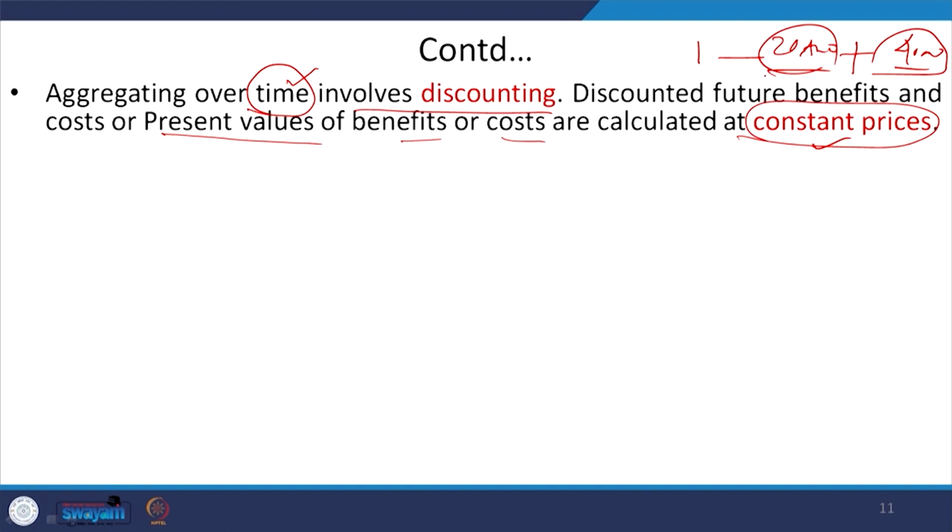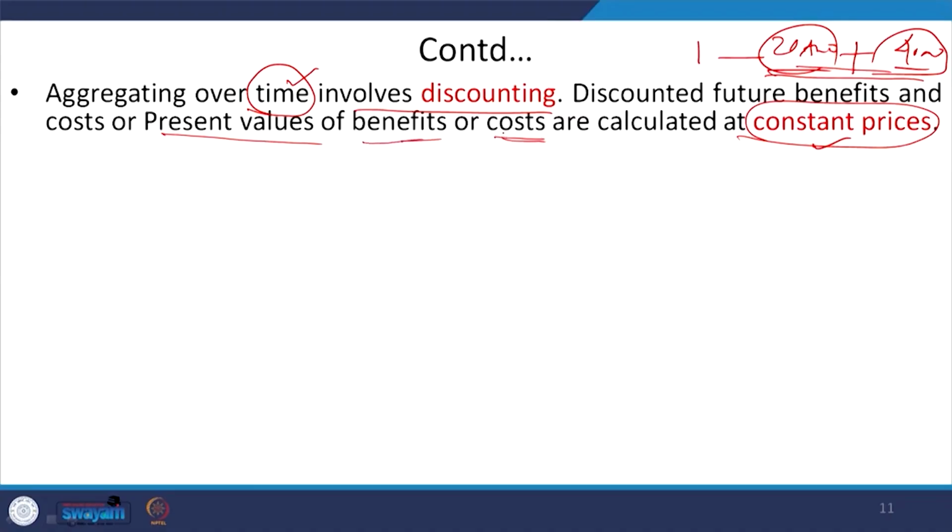In order to avoid this problem, because after 2 years the value of a particular unit of monetary units will be different, it may be more or it may be less. So, in order to nullify this factor, present values of all the benefits and all the costs are calculated in terms of constant prices, not the current prices.